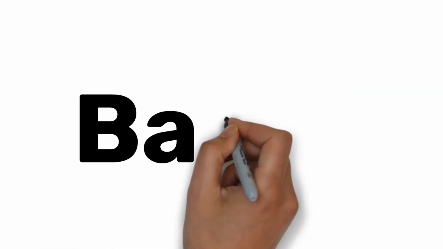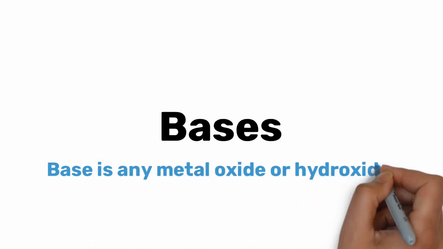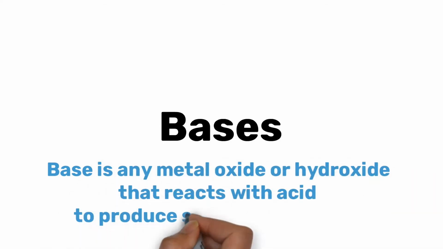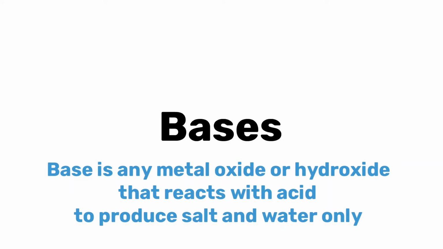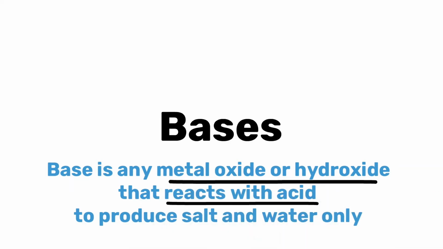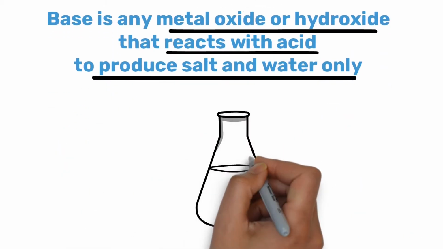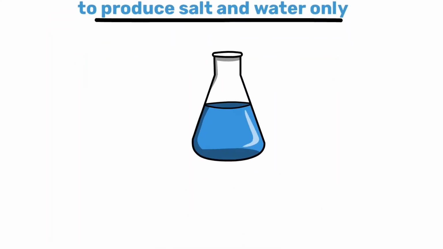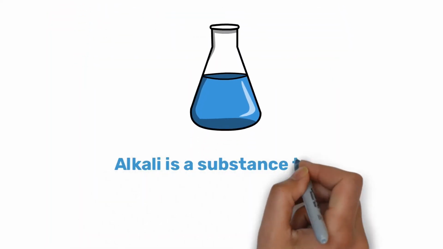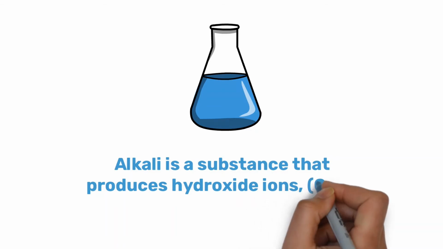So now we look at bases. Base is any metal oxide or hydroxide that reacts with acid to produce salt and water only. So alkali is a substance that produces hydroxide ions in aqueous solution.